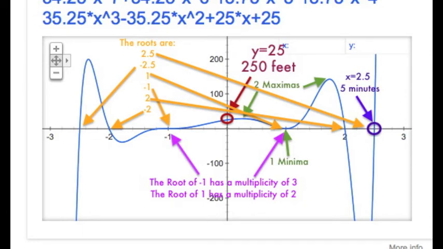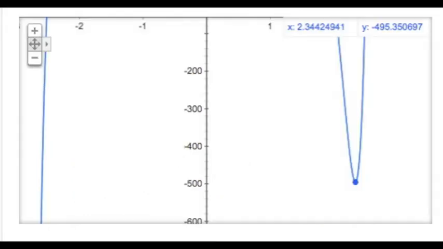The root of negative 1 has a multiplicity of 3, and 1 has a multiplicity of 2. Here, we can see an obvious tunnel that remains obvious. In fact, it drops down to about 5,000 feet, so I guess that's fun.